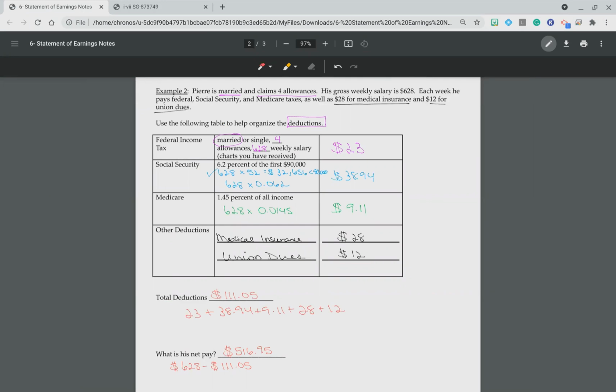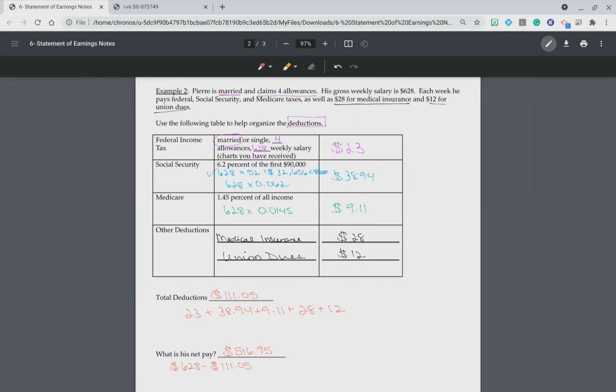Okay, so we're basically taking everything that we've done from this chapter and putting it all together to figure out what our final paycheck is going to be. We're using the table, we're using our percentages, and then it's just some adding and subtracting, right?